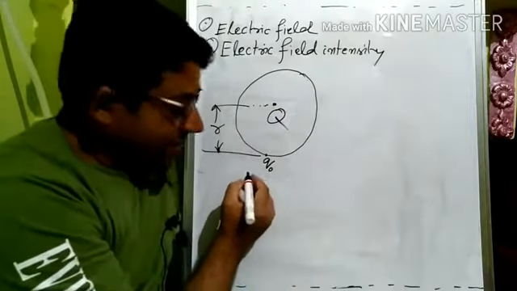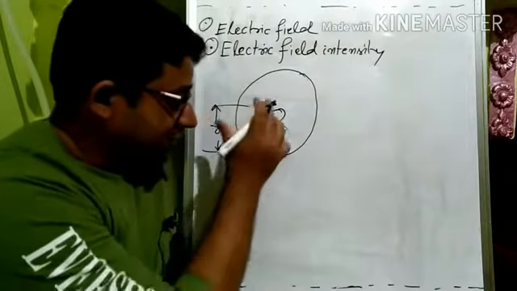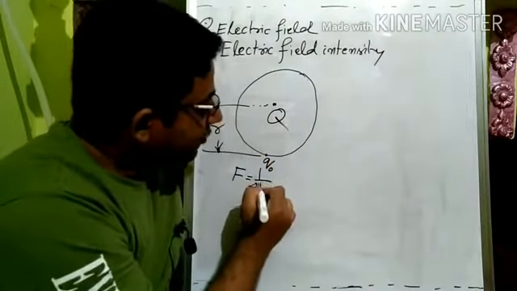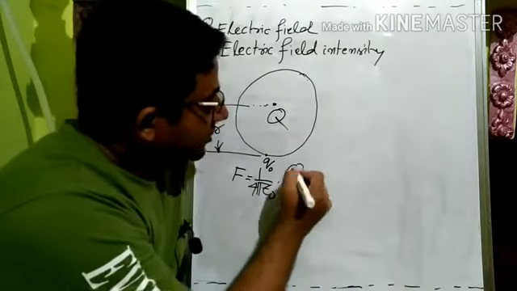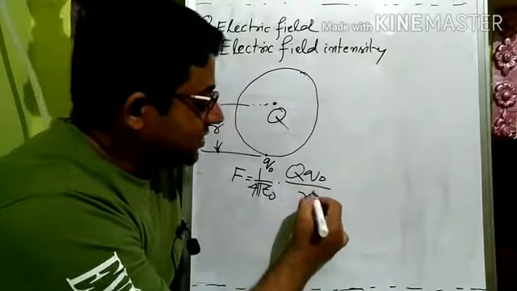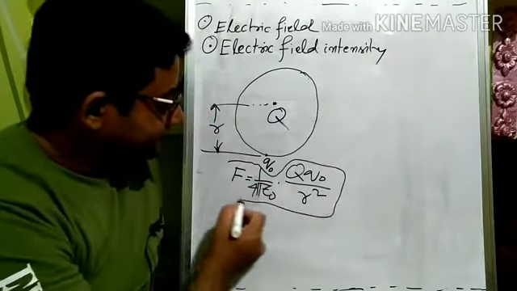We have studied already Coulomb's law, and according to Coulomb's law, the magnitude of that force of attraction or repulsion is given by 1 by 4 pi epsilon naught, Q Q0 by the square of the distance between them. This is the force of attraction or repulsion, right?